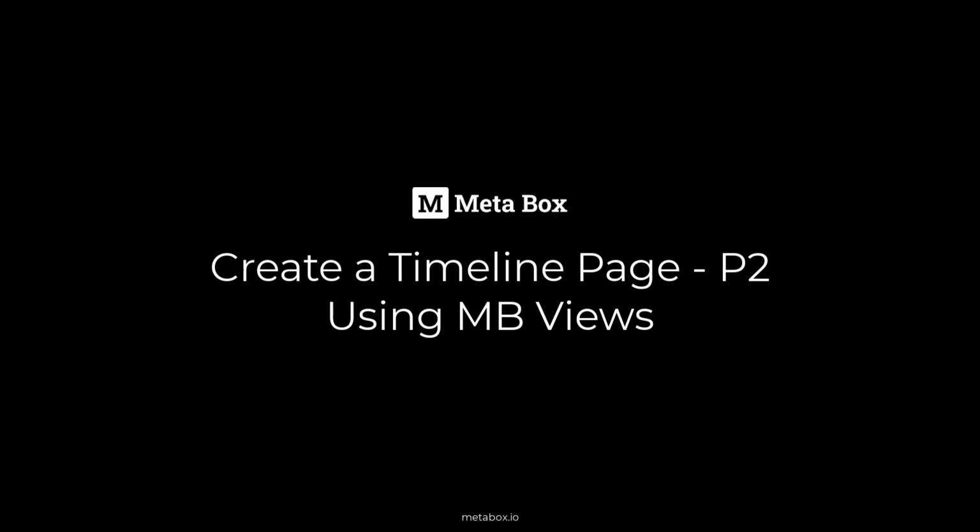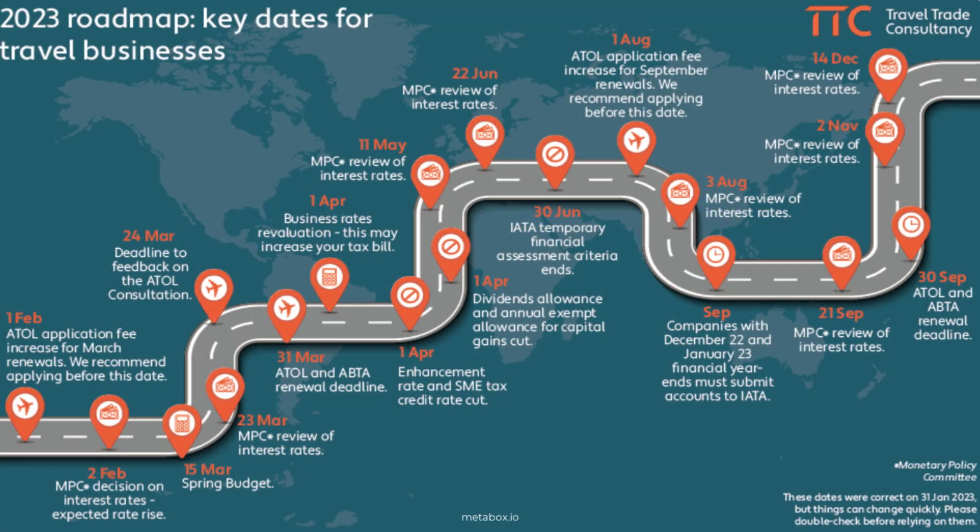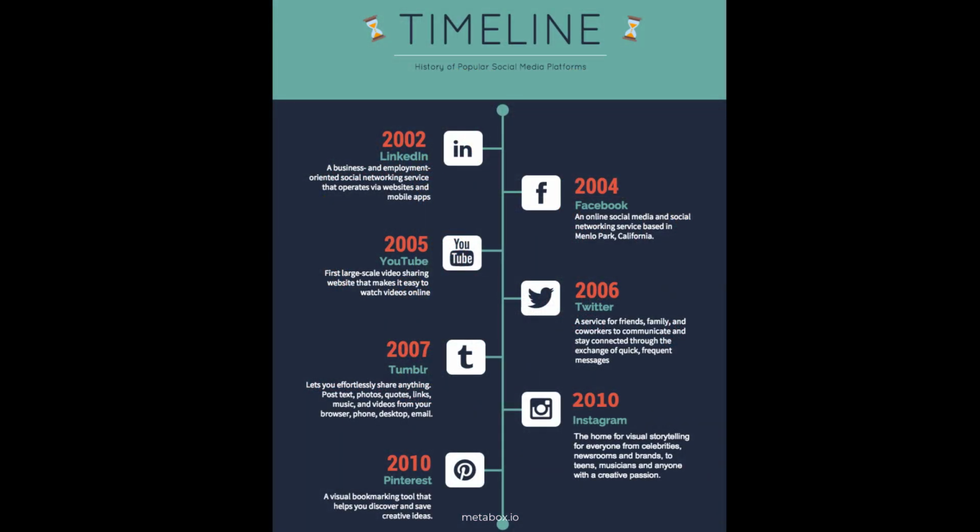Today, we're going to create a professional timeline page with the help of the MB Views extension from MetaBox. This type of content is great for presenting the chronological information of events, roadmap, history, and so on. A well-structured timeline will help visitors access information easily.